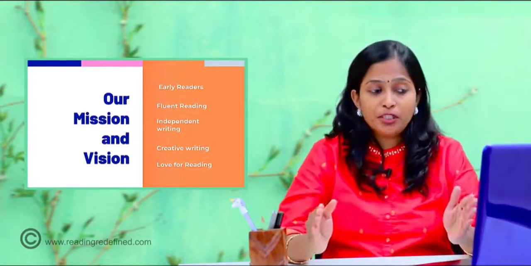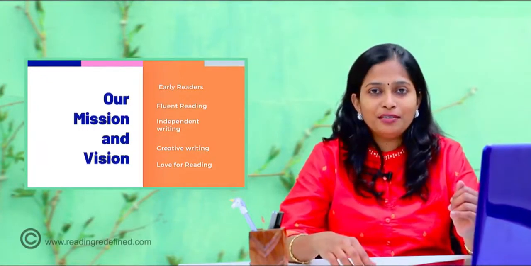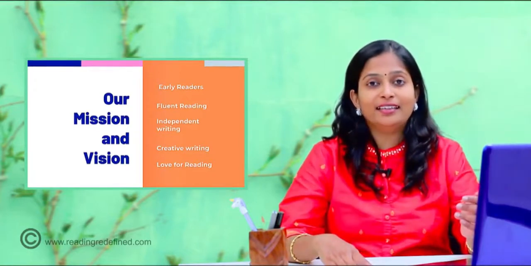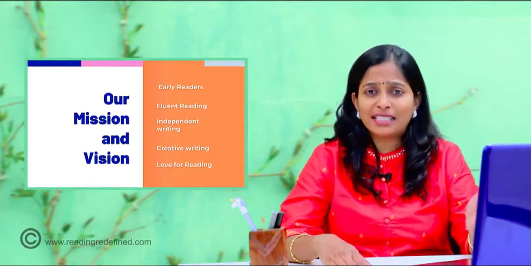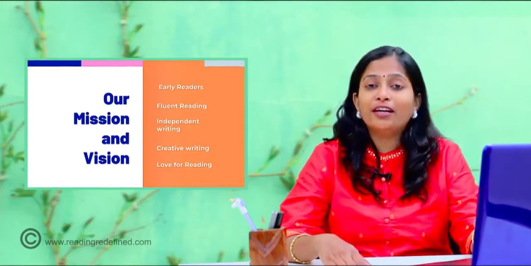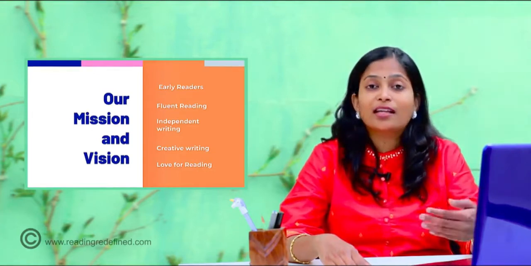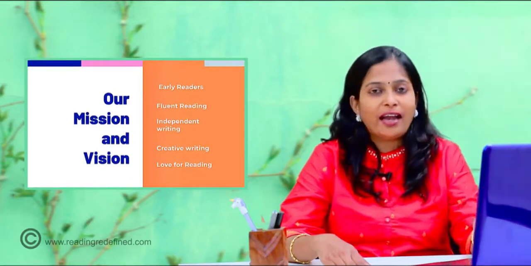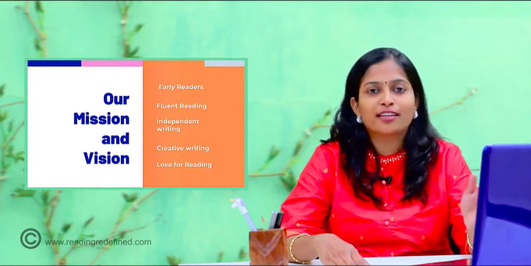So our mission and vision has to be very clear. What's our mission? To produce fluent readers by the age of 6. If you have missed out on making your child a fluent reader by the age of 6, don't worry. It is not at all delayed. You can start at any age, and within 6 months you will be progressing your child into a fluent reader.